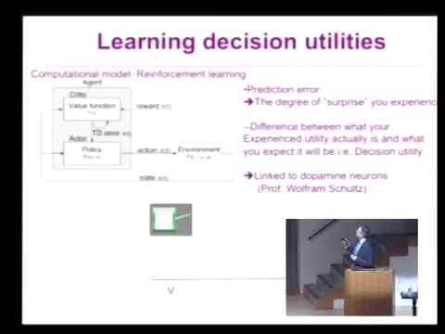Okay? And this prediction error, I'll explain it a bit more down here. This prediction error has been linked by a very distinguished neuroscientist here in Cambridge, Professor Wolfram Schultz, to the activity of a certain class of neurons called dopamine neurons that are deep in your brain.